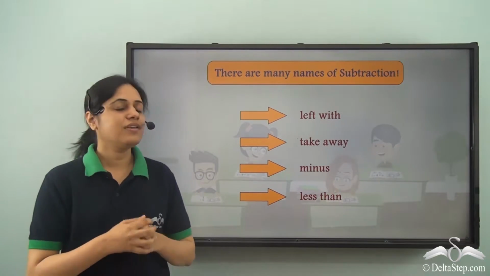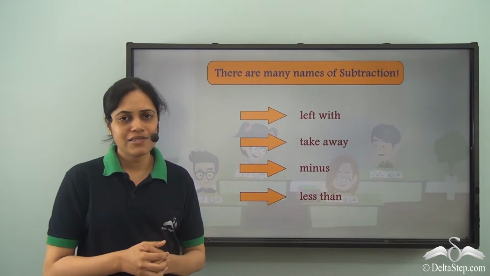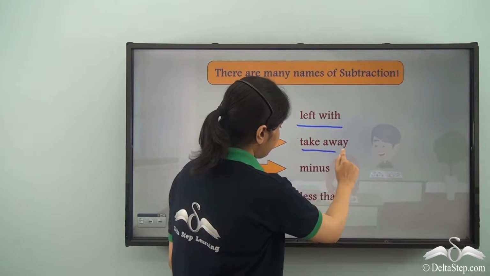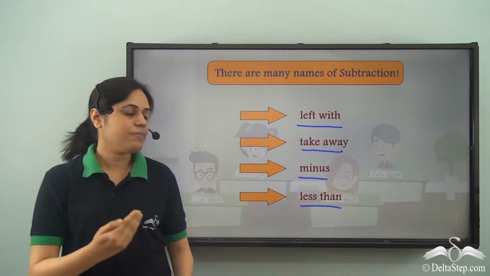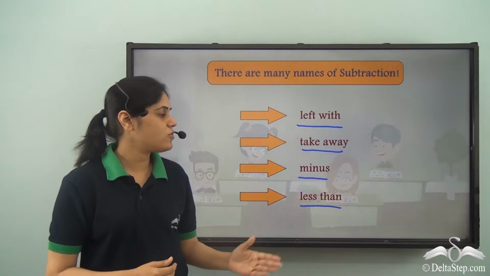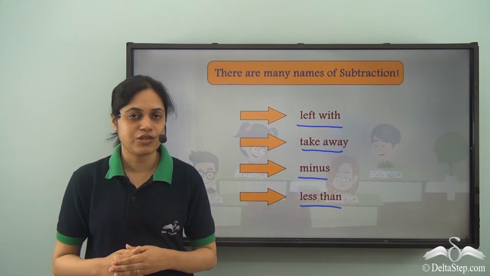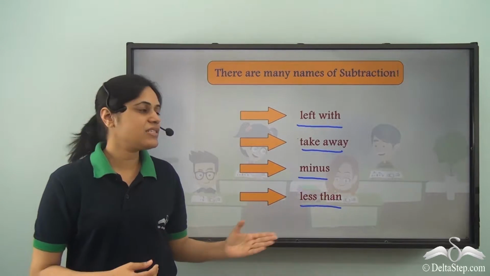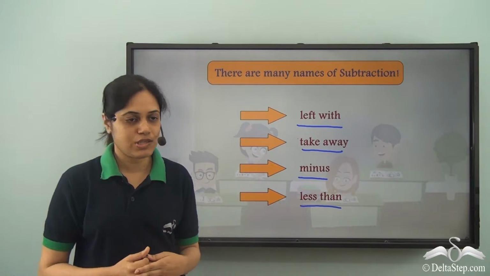But before that, we know that there are many names of subtraction. That is, all the terms like left with, take away, minus, less than, all these mean the same thing, that is subtraction. In fact, not just these, there are several other names for subtraction. So when you read a word problem, words like these indicate that you need to subtract the two given quantities.